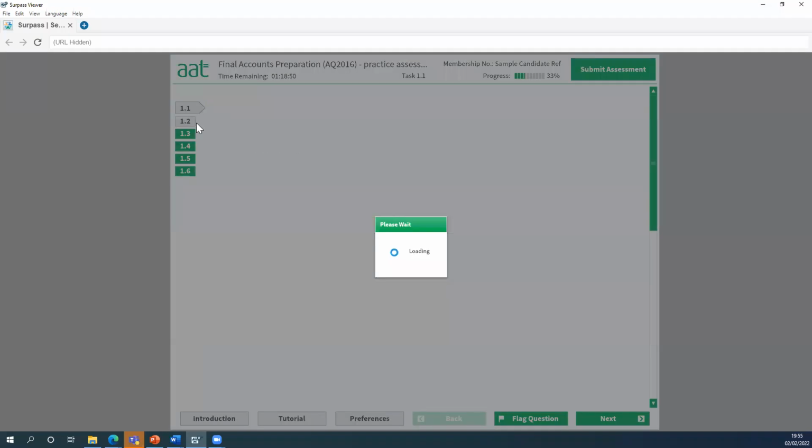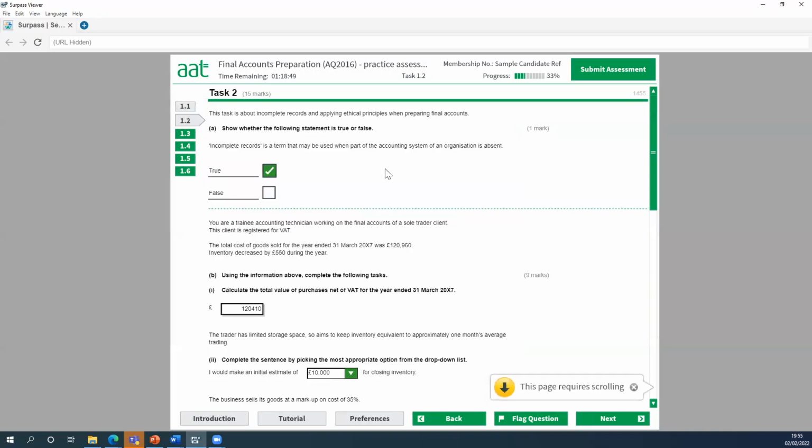1.2. So this task is about incomplete records, which we've just been doing, and applying ethical principles when preparing financial accounts. So incomplete records is a term that may be used when part of the accounting system of the organisation is absent. But that's what we've been doing, is it? So that's true, okay, because it is incomplete records. We've not got all of the information that we need. So we put in the information we've got to find out the information that's missing.